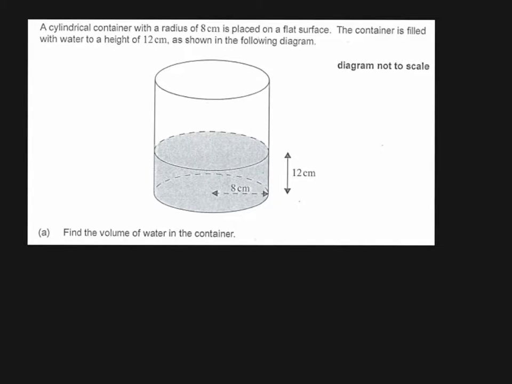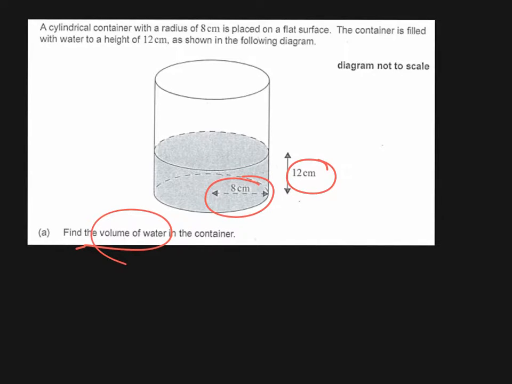Question 12 is very much a question of two halves, with a fairly straightforward part A and a pretty tricky part B. So in the first instance, we've got this cylinder with a radius of 8 centimeters. It's placed on a flat surface filled with water to a height of 12 centimeters, and we're asked to find the volume of water in the container.